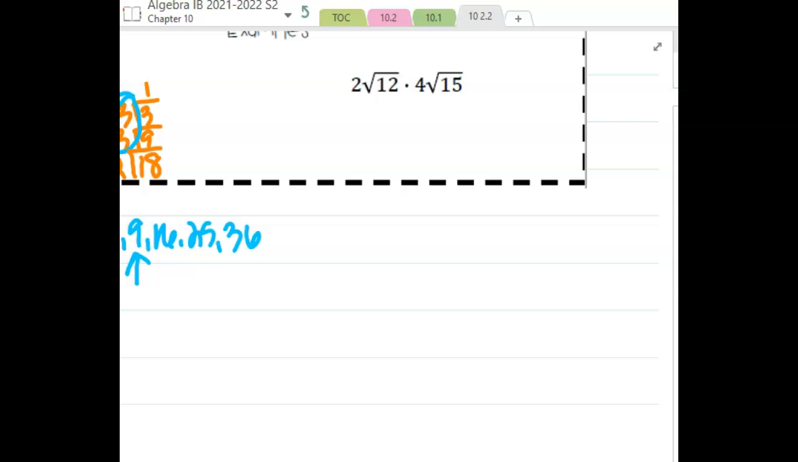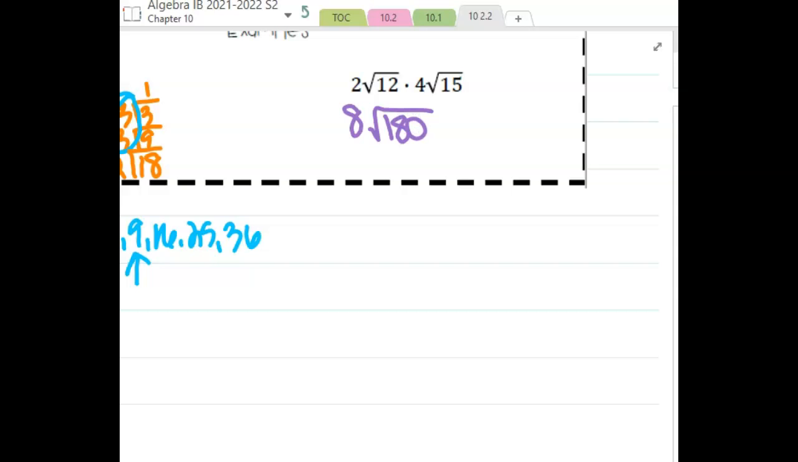Now, if I look at this one, where I have numbers outside the radical and inside the radical, if the numbers are in the same spot, you can multiply them together and keep them in that spot. So, in this case, the 2 and the 4, see how they're both outside of the radical? You can multiply those together. 2 times 4 is 8. They stay outside the radical. Now, the 12 and the 15 are both under the radical. You can multiply them together, and then they stay under the radical. And 12 times 15 gives me 180.